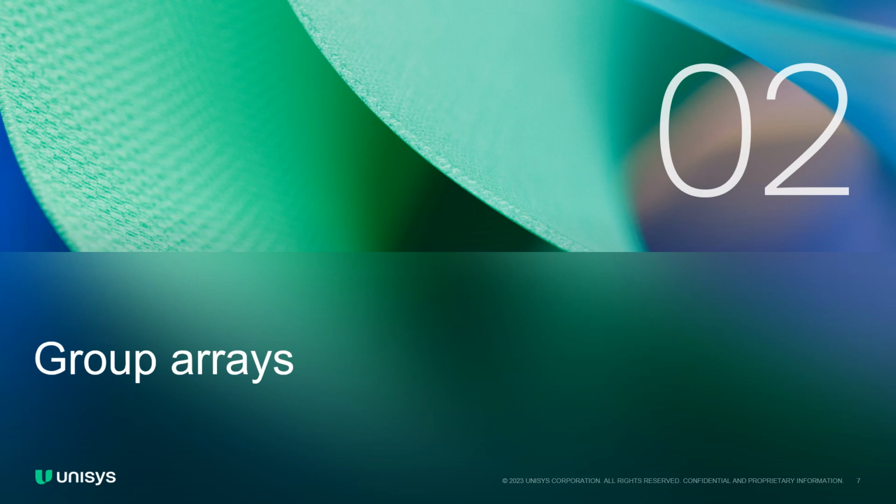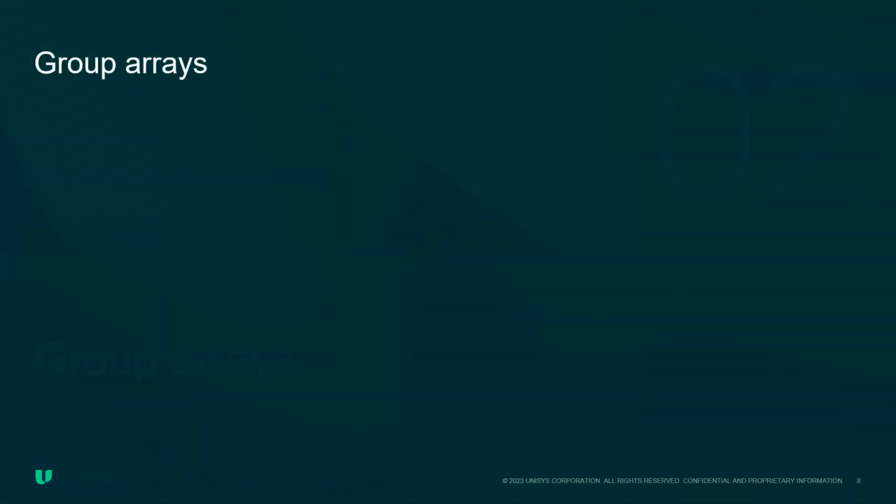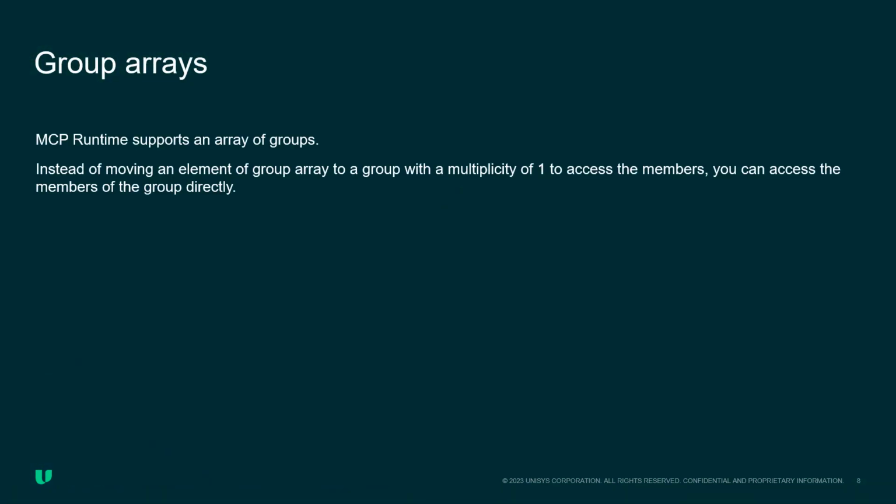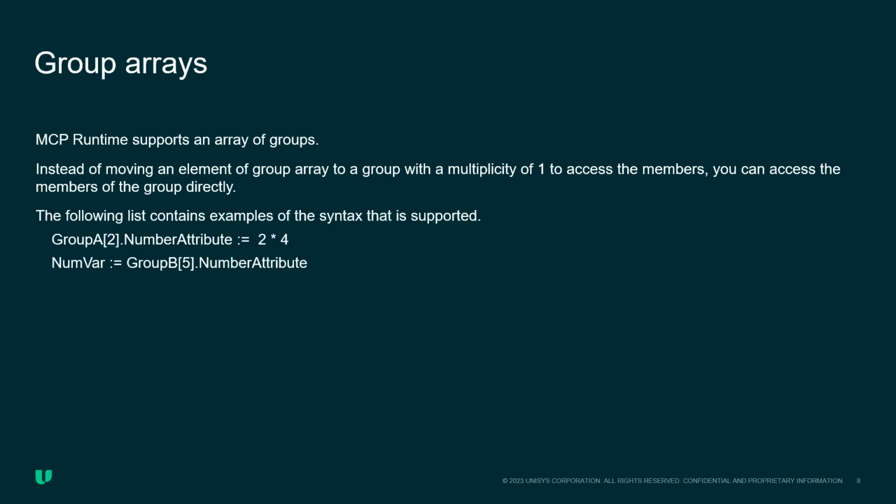Group arrays. In this release, MCP Runtime supports an array of groups. Your logic can access the members of the group directly instead of moving an element of the group array to a group with a multiplicity of 1 to access the members. This slide shows some examples of the syntax that is supported.